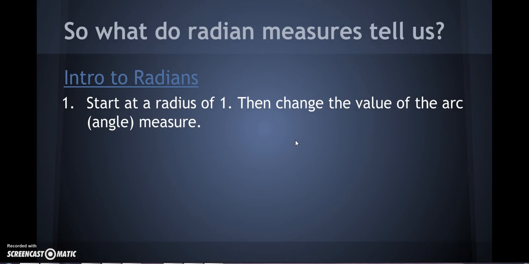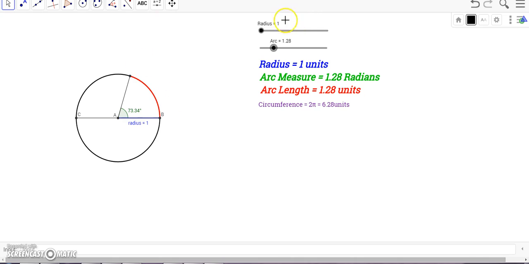Alright, so what exactly do radian measures tell us? Well, we'll use GeoGebra for that. So radians, if we look at a unit circle, you can see I've got a radius of 1 here. And this slider here actually changes the angle. They call it arc measure. That's the same as angle measure. And they have it in radians.